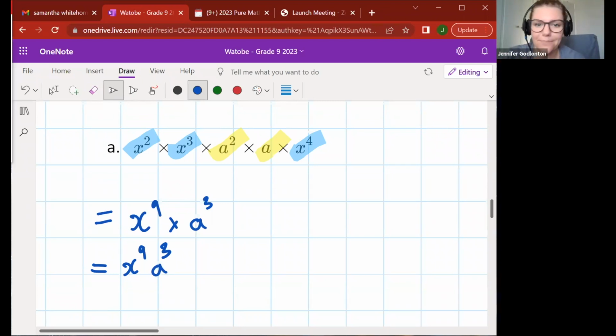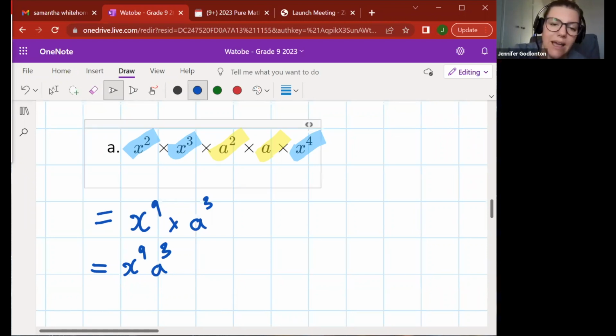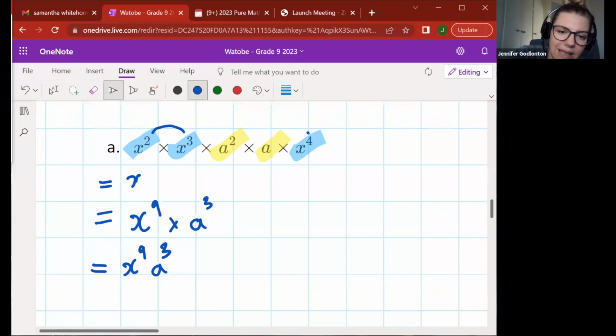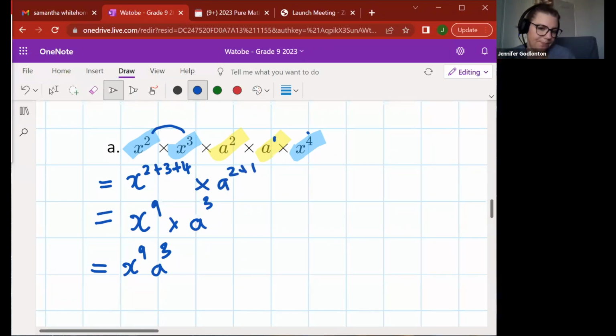Okay, if there's anyone who's feeling super lost about this, please let me know. But all we've done is we've looked at where we have the same bases. So we looked at all of our x's, and then we added the exponents together. So we said 2 plus 3 plus 4. So what that would have looked like is x to the 2 plus 3 plus 4. And then we times that by a to the power of 2 plus 1. So we got x to the power of 9 times a to the power of 3.